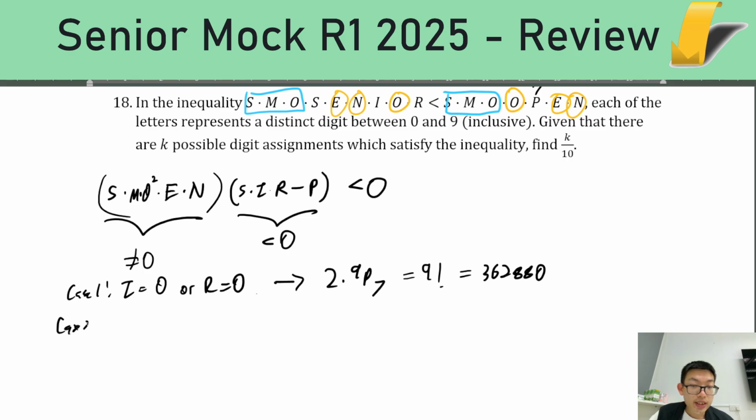Okay, so second case is that they're all non-zero. Now, if they're all non-zero, that means that I need my SIR to be less than P, which is at most 9. So your SIR is at most 8, which doesn't give you a lot of choices for 3 different digits multiplying to at most 9. It's just going to be either 1, 2, 3 or 1, 2, 4.